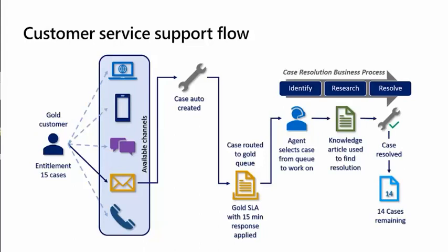So from there, there's a lot of work going on in the back end, because in Dynamics 365 customer service, there's a pre-configured case resolution process. What it's going to do is that agent is going to get that case. From there, they're going to identify what the issue is. They're going to research, whether that's using a knowledge article or perhaps reaching out to another customer service rep, and then ultimately resolving that issue. After that case is resolved, the customer's record is then going to be updated to show that they have 14 cases left on that entitlement.